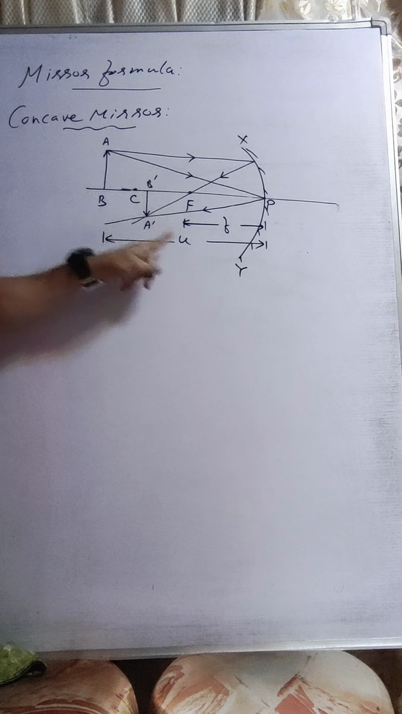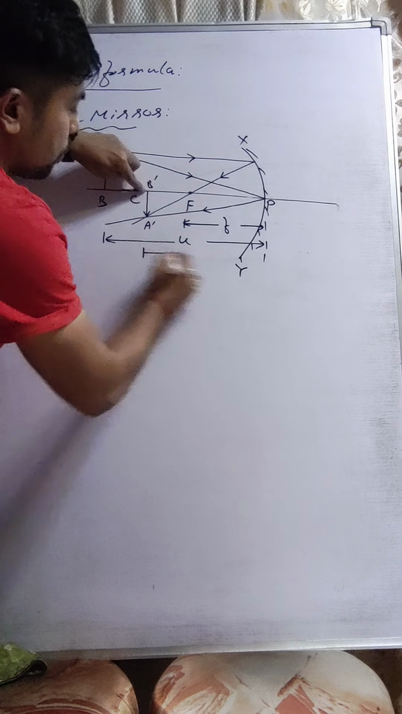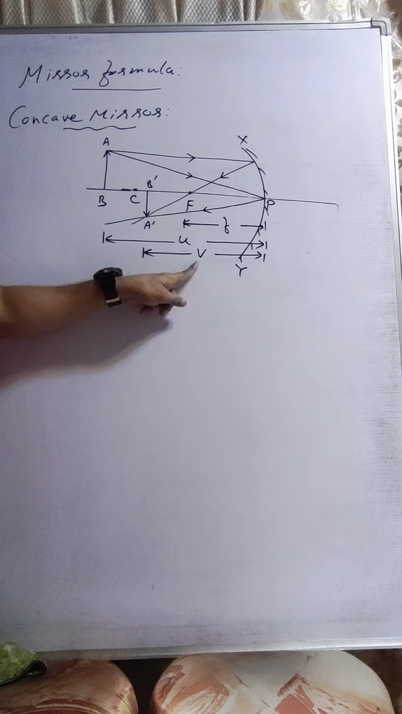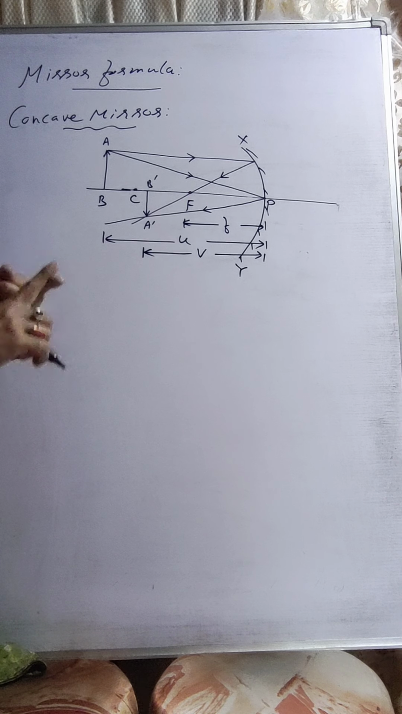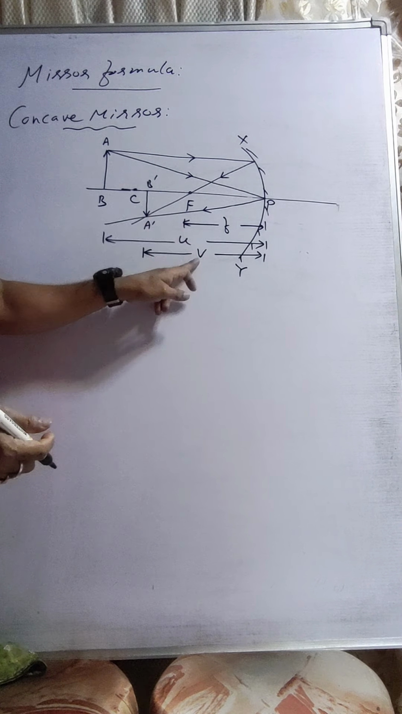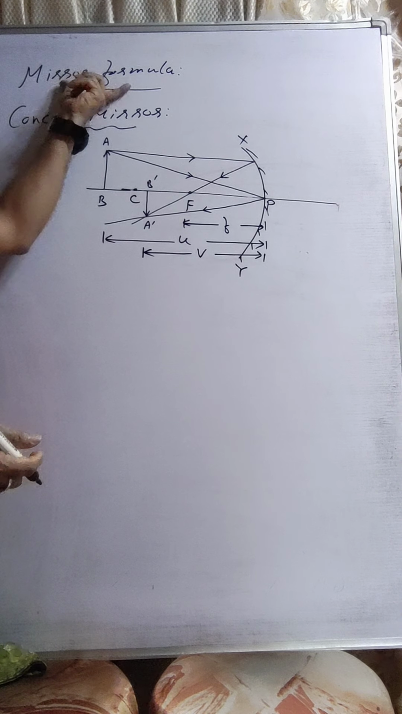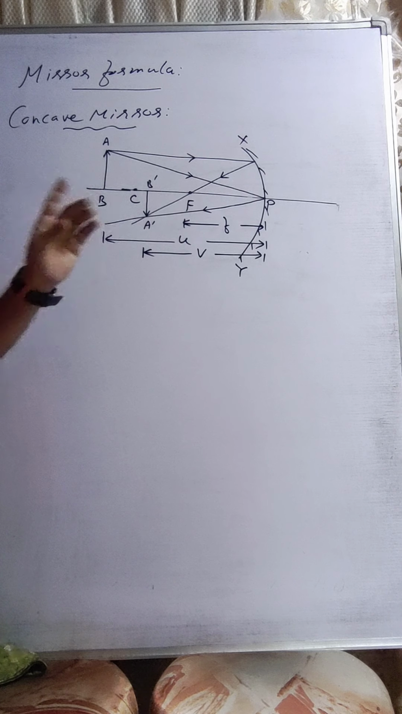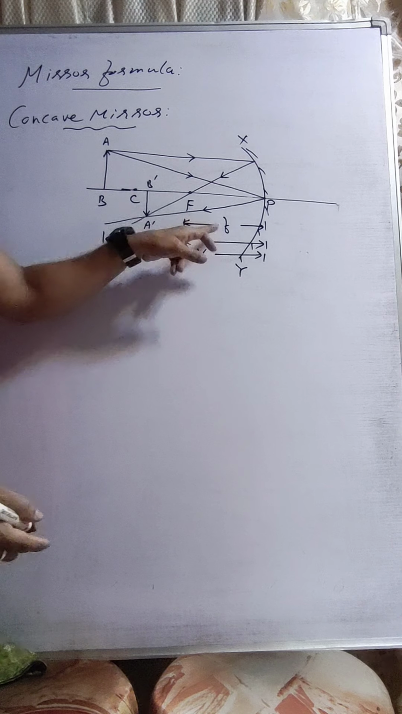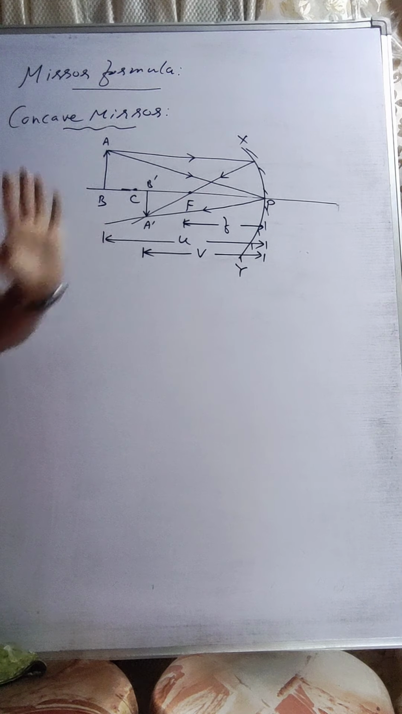The distance of the object is called u, and the distance of the image A dash B dash from the position of the pole is denoted by v, and this is called what? The image distance. Now, if we find a relation between focal length, object distance, and image distance, that will be the mirror formula. Okay, so what is a mirror formula? A mirror formula is a relation between the focal length, object distance, and image distance of a spherical mirror.